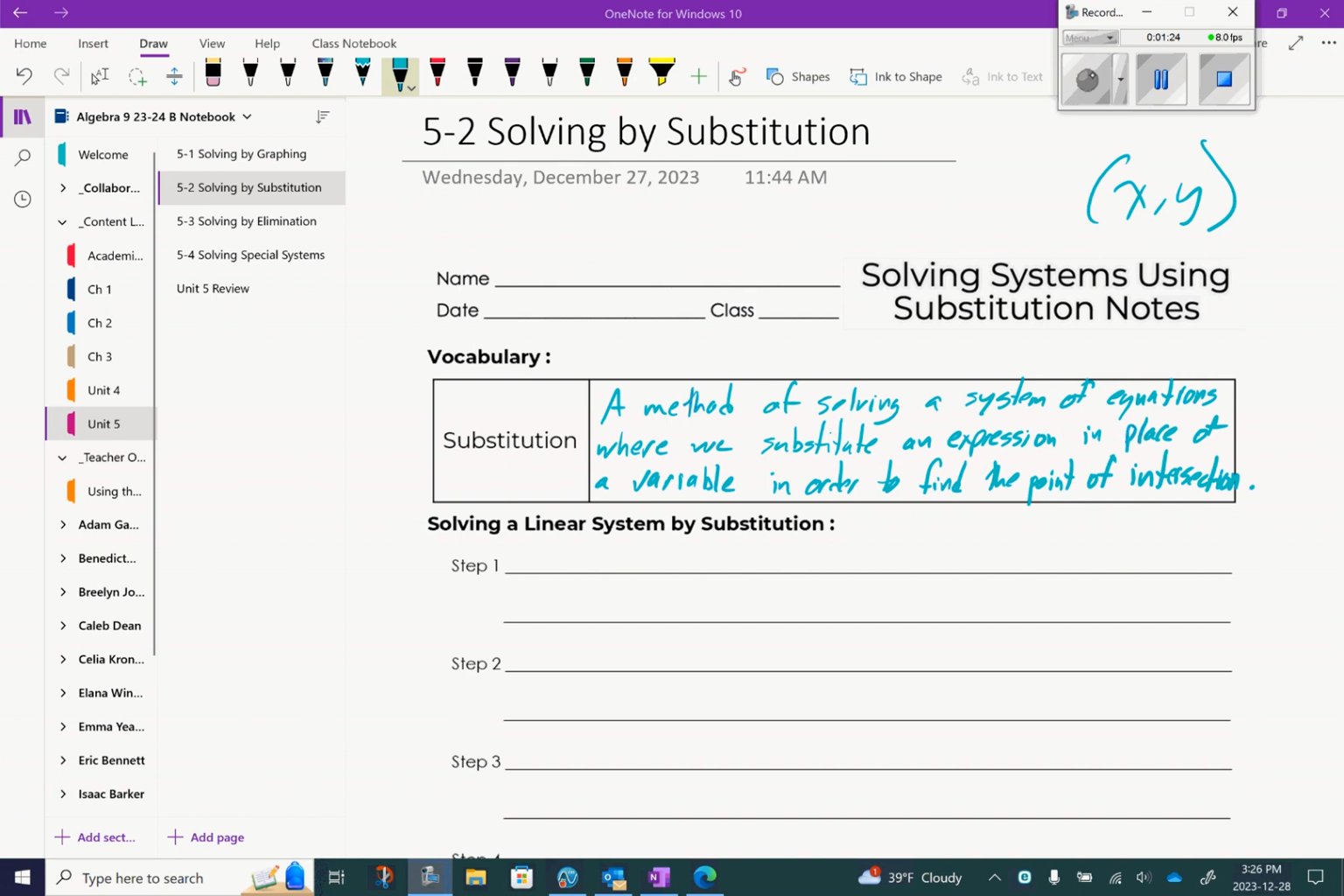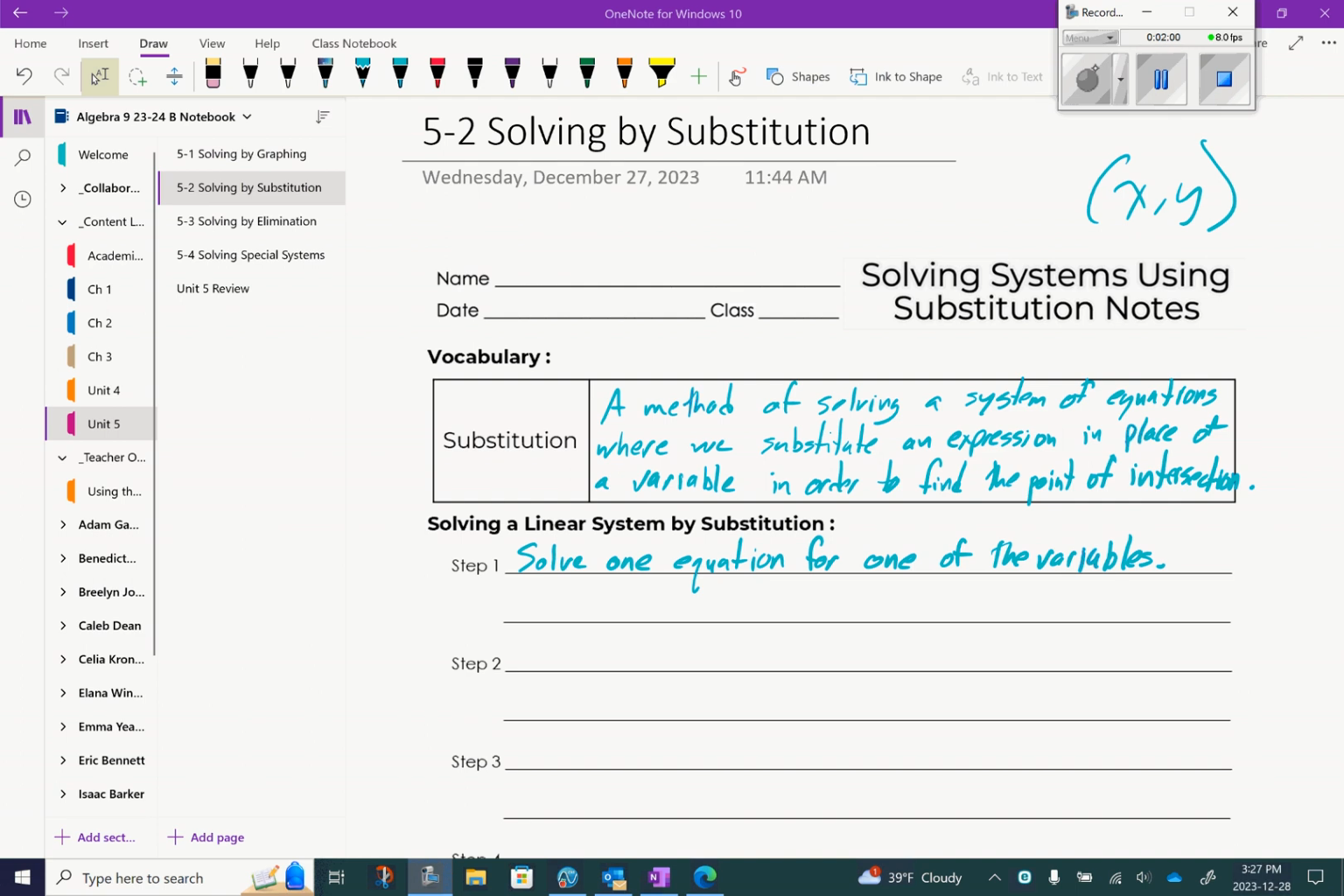Step number one, we are going to solve one of the equations for one of the variables. Remember, we're starting off with two of them, and I don't know about you guys, but I want to do this with the least amount of work I possibly can. So we'll talk about figuring out which equation to use so it'd be easier, and which of the variables to solve for so it would be easier.